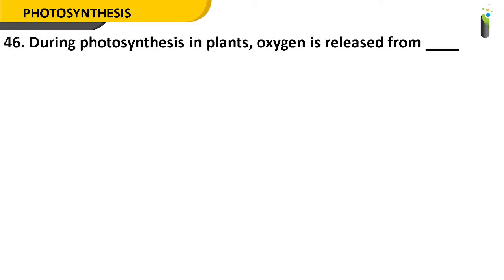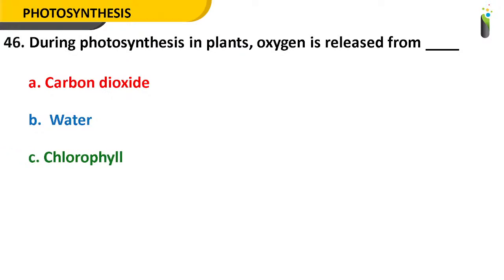Now, the question number 46. During photosynthesis in plants, oxygen is released from dash. A. Carbon dioxide, B. Water, C. Chlorophyll, D. Soil minerals.